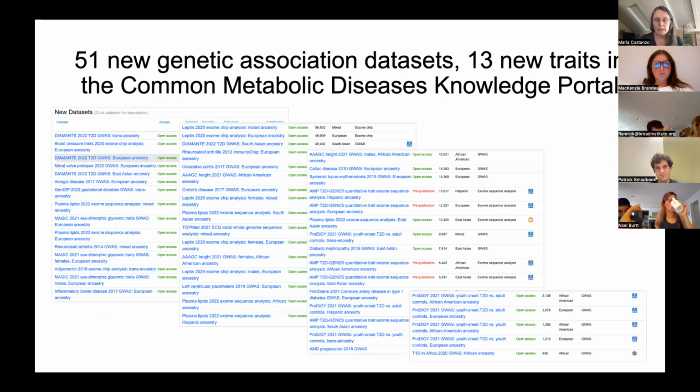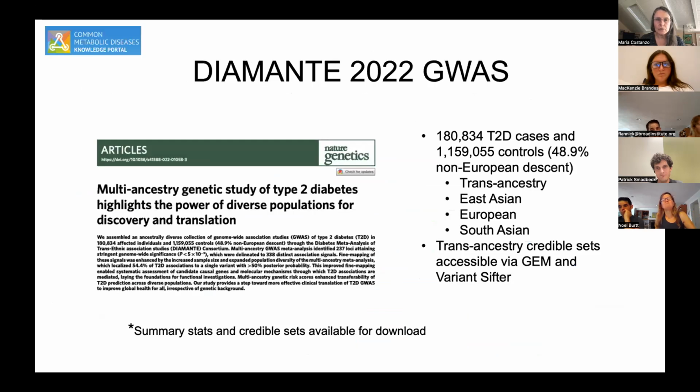And there are so many data sets, I don't think I have time to really discuss each one, but I'll give a few of the highlights. One of the really long anticipated data sets that we've just loaded is the largest to date study of T2D from the DIAMANTE consortium. Almost, I think, 1.3 million people. There's a trans-ancestry meta-analysis and also some ancestry-specific sets. And we also have the credible sets from this analysis, and I'll talk a little bit more about those later. We're also hosting the summary stats and the credible set data for download for these data sets.